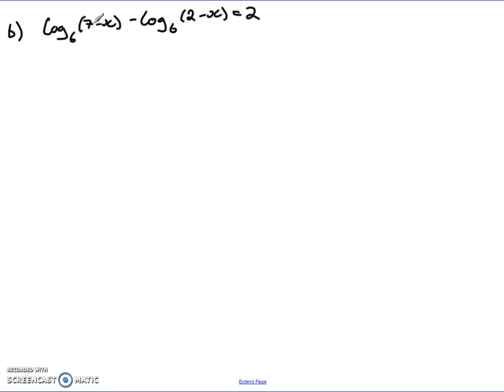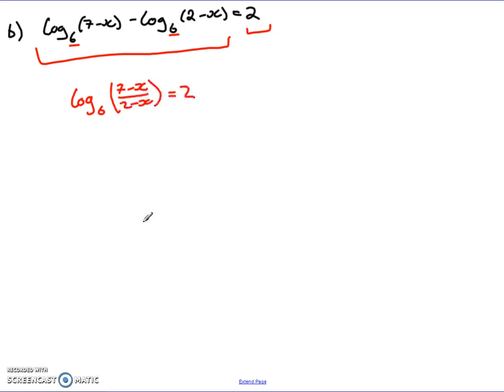Second one, log to the base 6 of 7 minus x, take away log to the base 6 of 2 minus x equals 2. Again, we want to take both sides on their own, combine them into one term, then answer our question. Check the bases are the same, both base 6, we can combine them. Subtraction, so remember rules of logarithms, when we're combining it's a subtract, it's a divide. So we get log to the base 6 of 7 minus x over 2 minus x, and that equals 2.